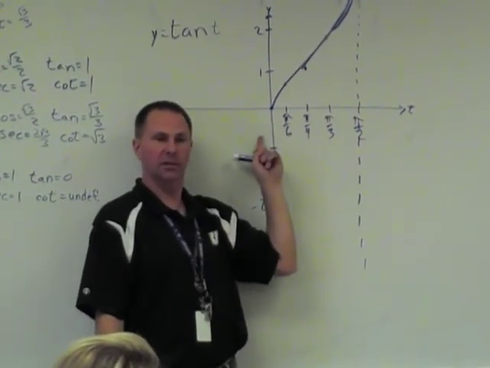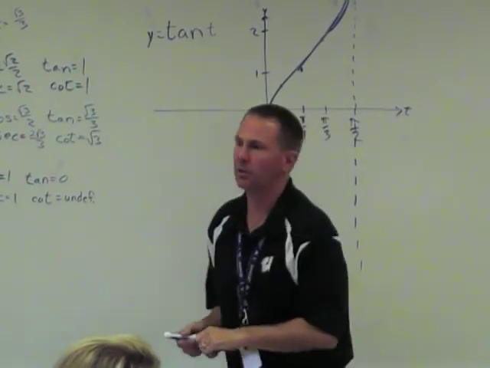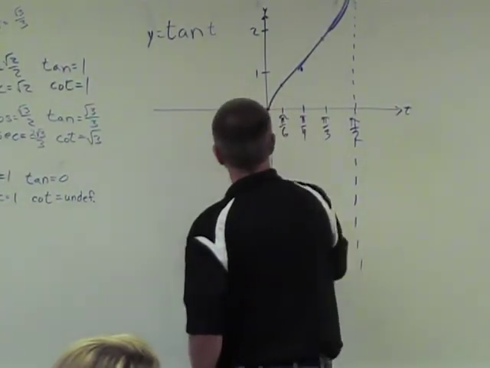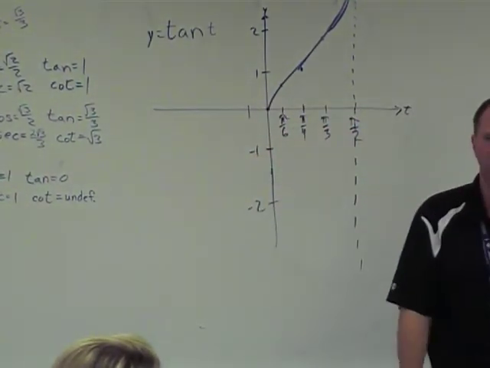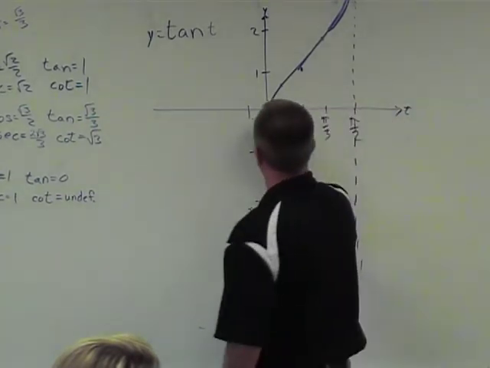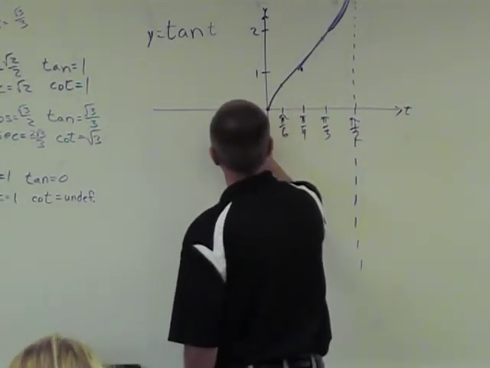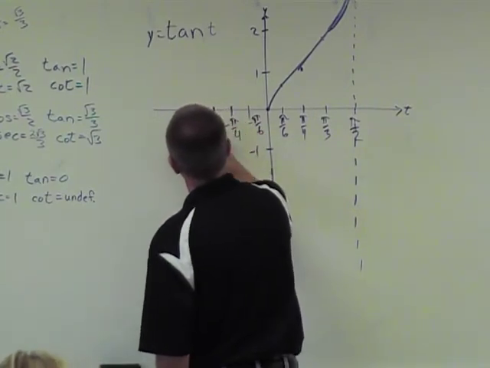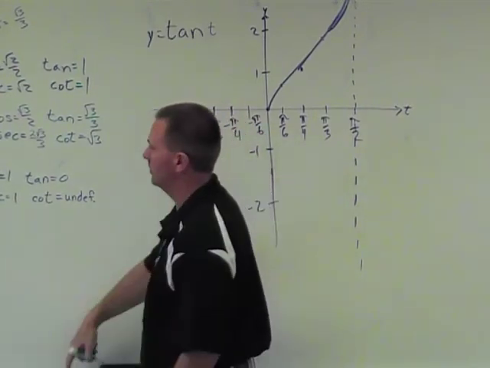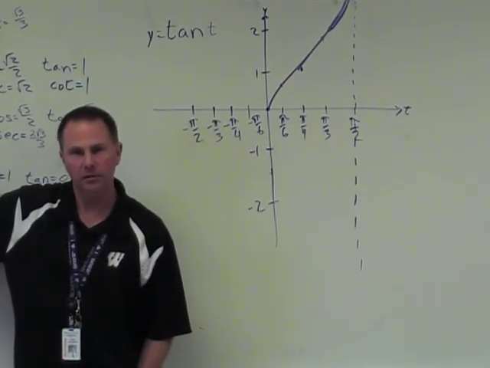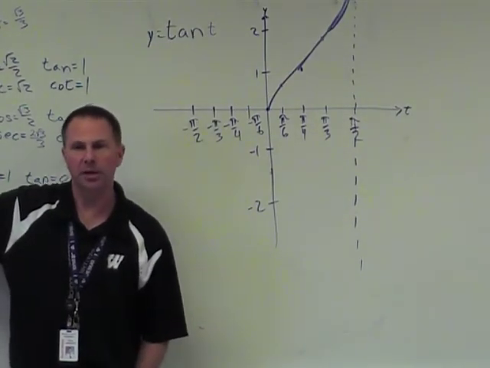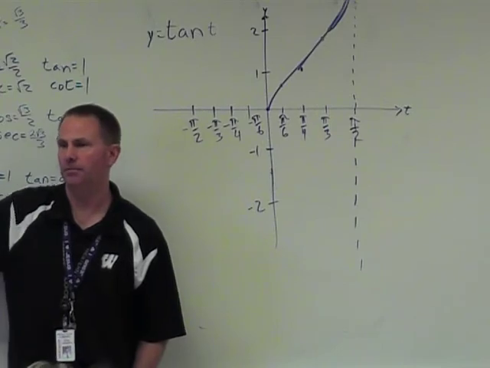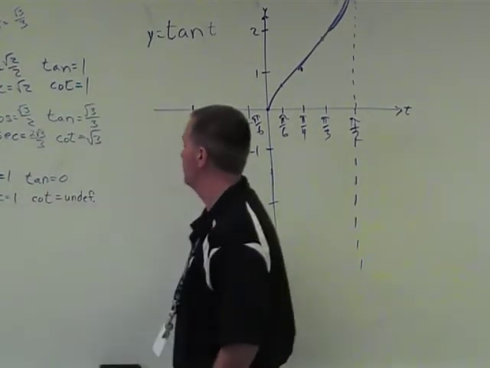Let's go left. On the x-axis, when you go left, what does that normally mean? It means negative. How about negative pi over 6? Negative pi over 4? Negative pi over 3? And negative pi over 2? That's why we don't say 3 pi over 2 when we're doing graphing. It is the same value, though.